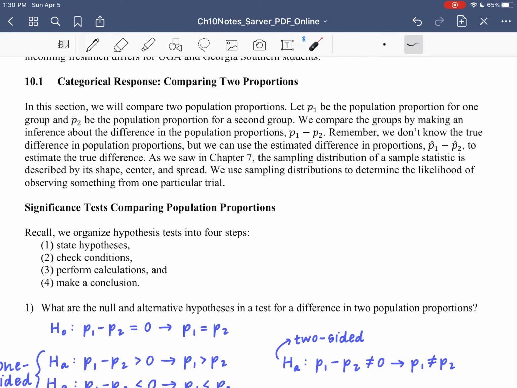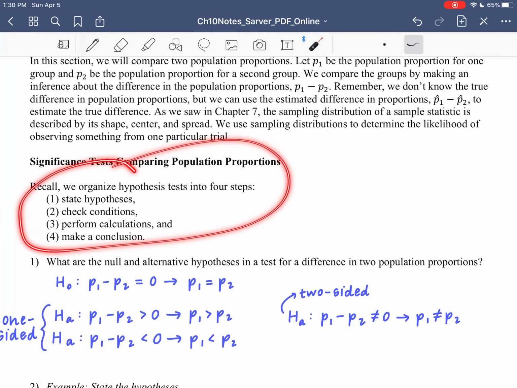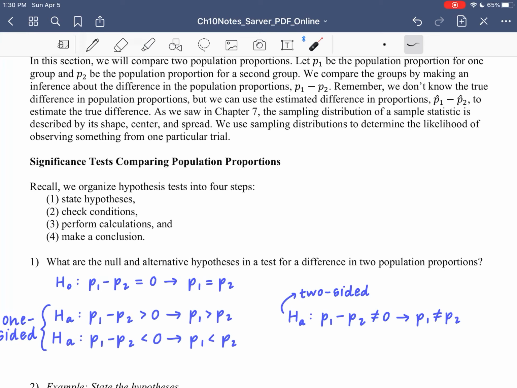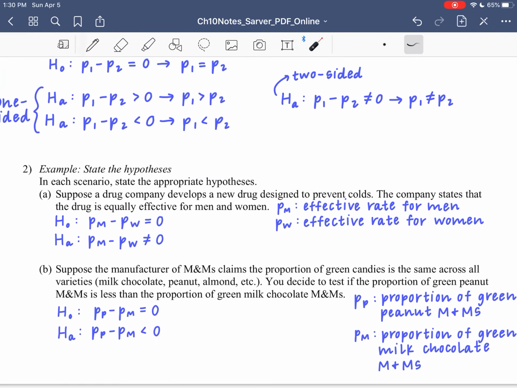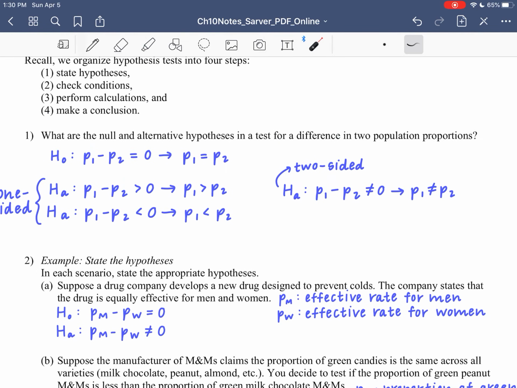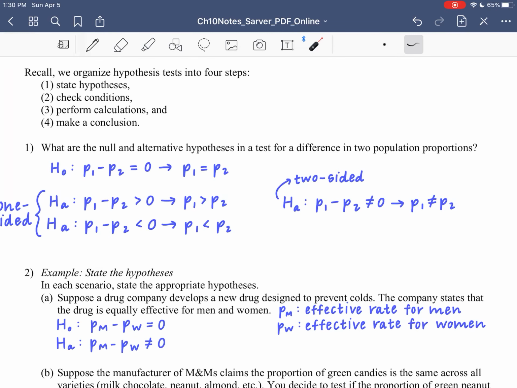The first thing we're going to do in 10.1 is look at a hypothesis test for a difference in two proportions. We still have that same 4-step process that we did when we first looked at hypothesis tests. And here's our 4-step process. I know it's been a little while since we've looked at all of the details of a hypothesis test, so I wanted to run through just some of the differences that you'll see now that we're looking at two population proportions instead of just one.